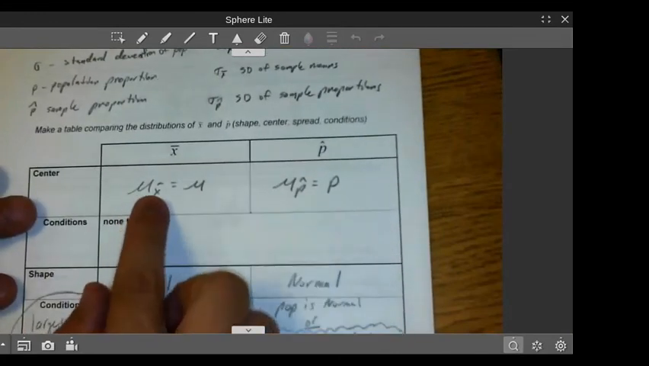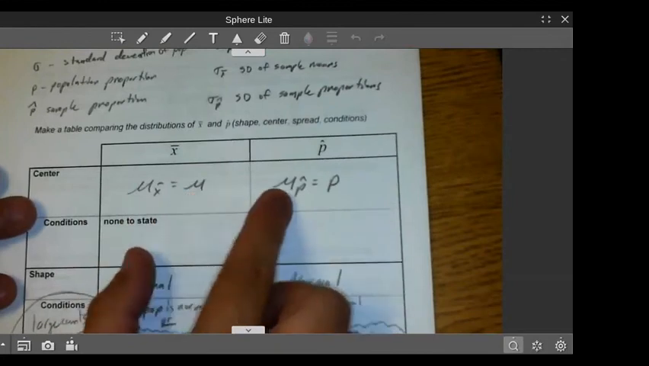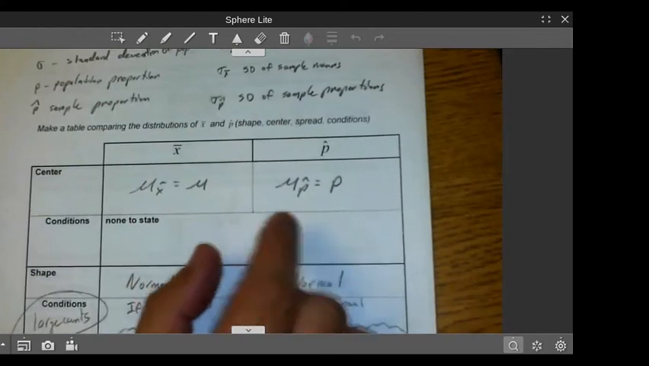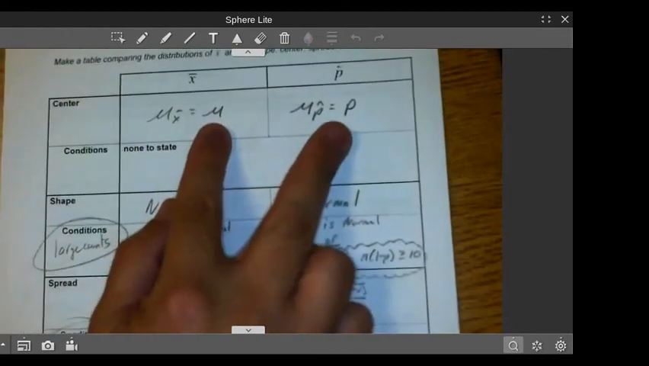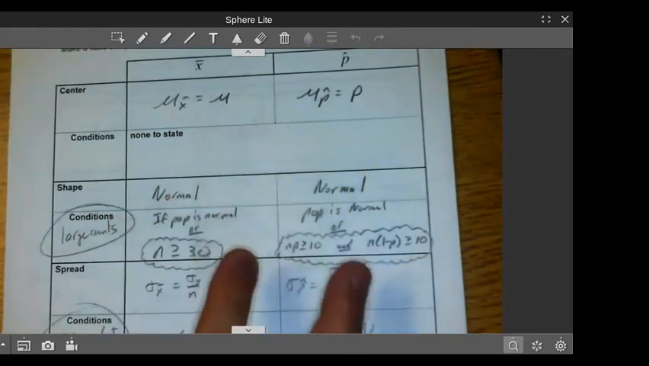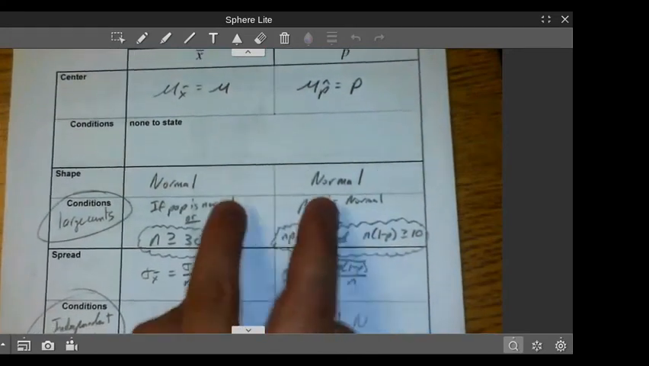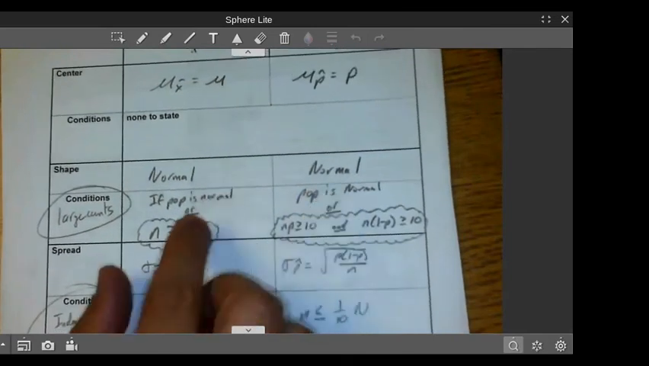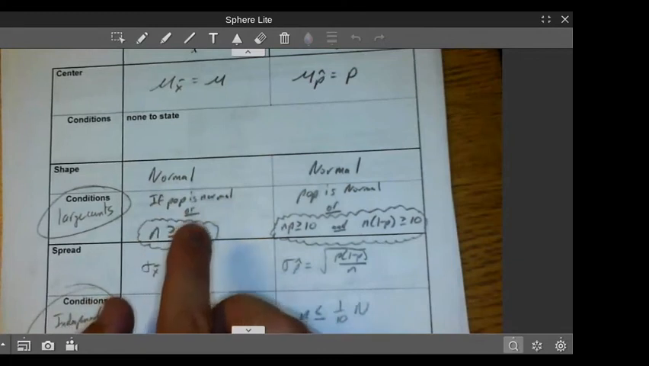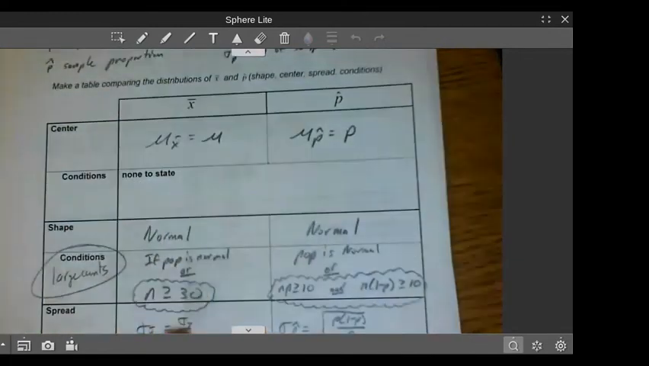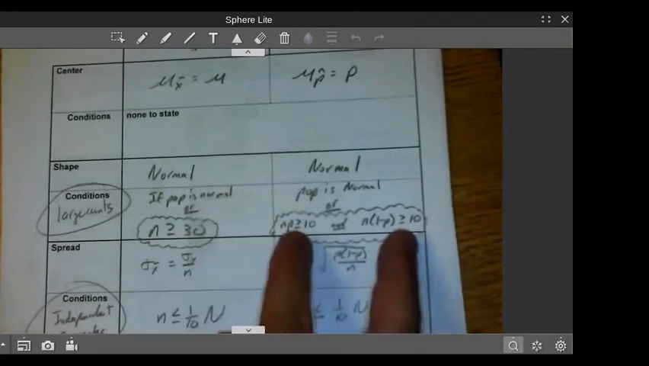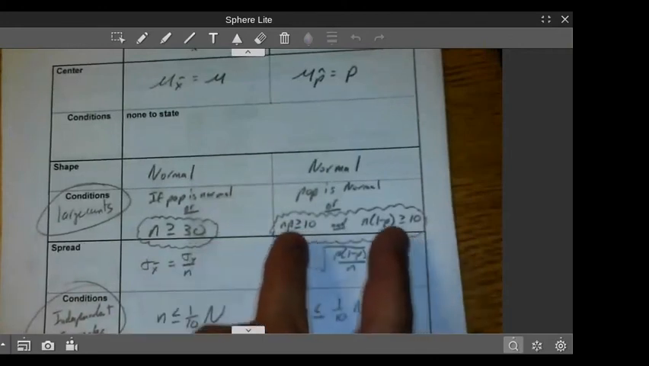The average of the averages is the true population average. The average of the sample proportions is the true population proportion. Those are very powerful, very important, very easy, and very much on your formula card. Shape: if the population is normal, you're good. Otherwise, for the means problem, this is the means column, by the way, the sample size must be bigger than 30. For proportions, you need 10 successes and 10 failures.